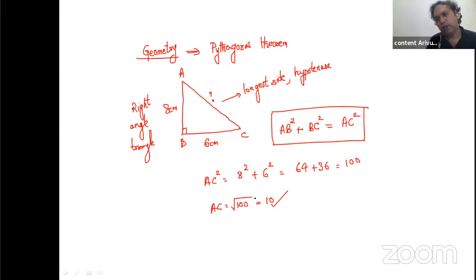And why do we need to know this Pythagoras theorem? In the case of direction sense, let's understand that also. Suppose A starts from his home and walks 5 kilometers towards east.